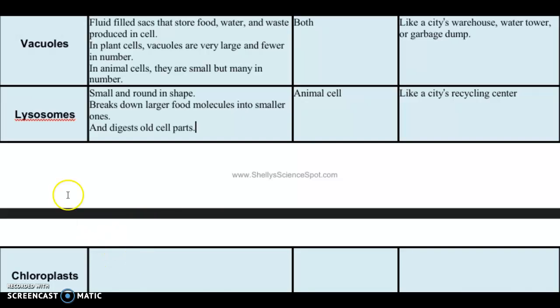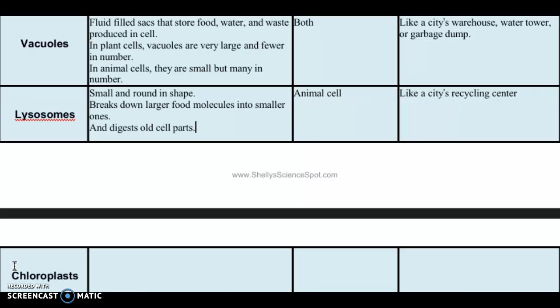Again, just like how lysosomes are found only in animal cells, we only see chloroplasts in plant cells. Chloroplasts cannot be found in animal cells whatsoever. And the main reason why is because chloroplasts are responsible for the process of photosynthesis. These are also oval shaped and green in color. And the reason why they are green in color is because they contain a pigment called chlorophyll.